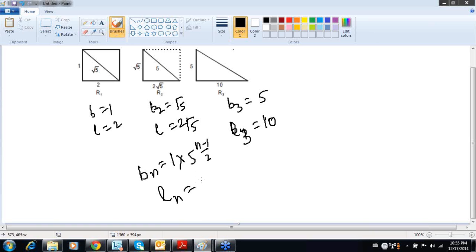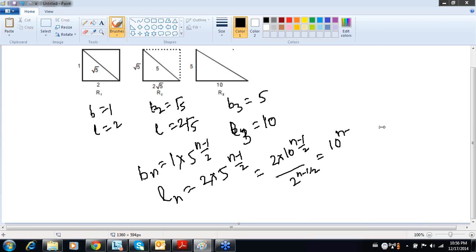So Ln will be what? 2 into 5 to the power (n minus 1) by 2 is equal to what? 2 into 10 to the power (n minus 1) by 2 upon 2 to the power (n minus 1) by 2, which is equal to 10 to the power n minus 1. Just reshuffle this. So 10 to the power (n minus 1) by 2, 2 to the power (n minus 3) by 2.